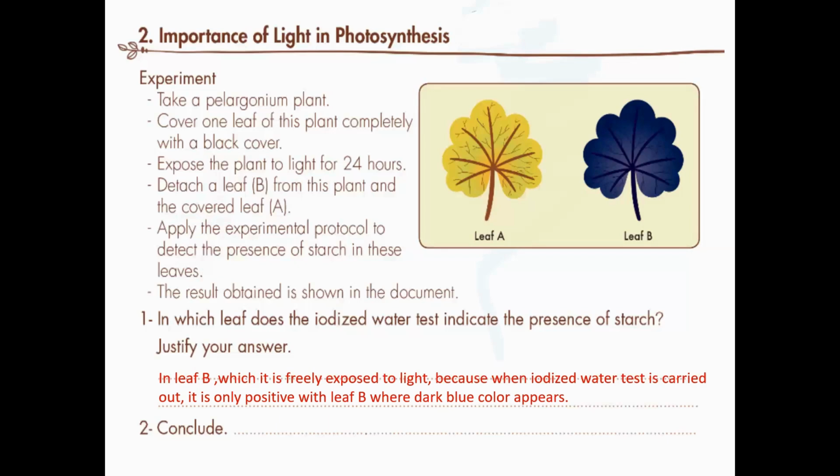Number two, what do you conclude? So from this experiment, what do you conclude? So the synthesis of starch is required by the presence of light, or we can say photosynthesis requires the presence of light. So here, in order to produce starch, this means that the leaf obtained photosynthesis. So when photosynthesis is required, this means that the light should be present. So the photosynthesis requires the presence of light.